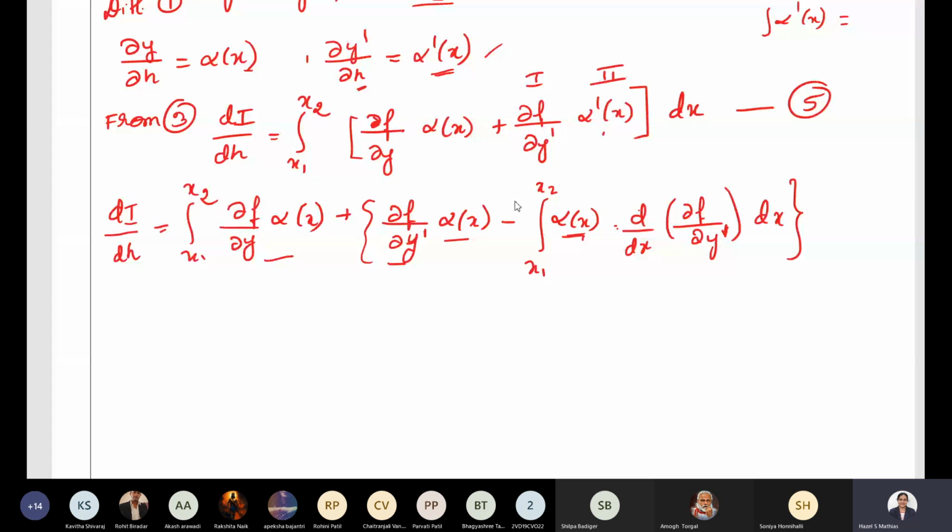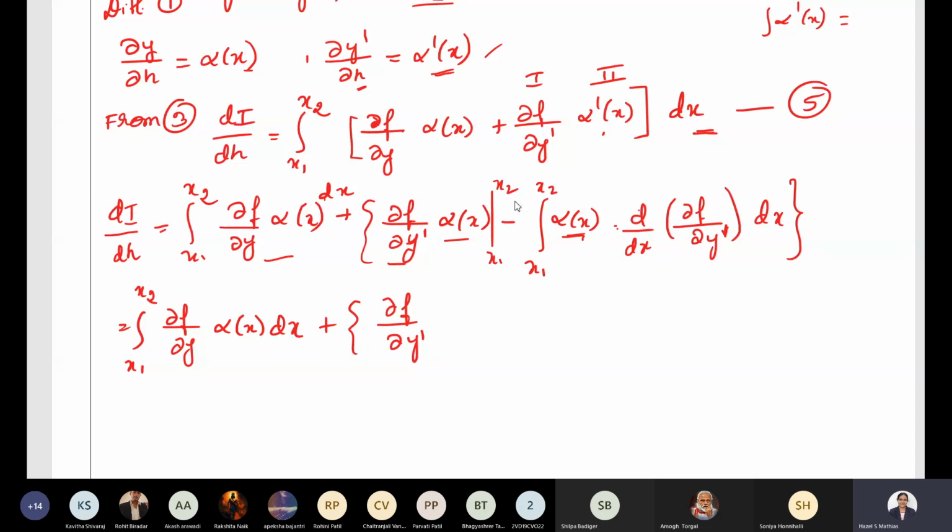Now let's simplify this. We have the integral from x1 to x2 of ∂f/∂y times alpha of x into dx. Here dx is missing. Then plus, simplify the remaining terms, ∂f/∂y' into alpha of x. Now here we have to put the limits x1 and x2. So it will be alpha of x2, the upper limit, minus ∂f/∂y' into the lower limit alpha of x1. This was the first term, for that we need to put the limits. So we have put the limits.